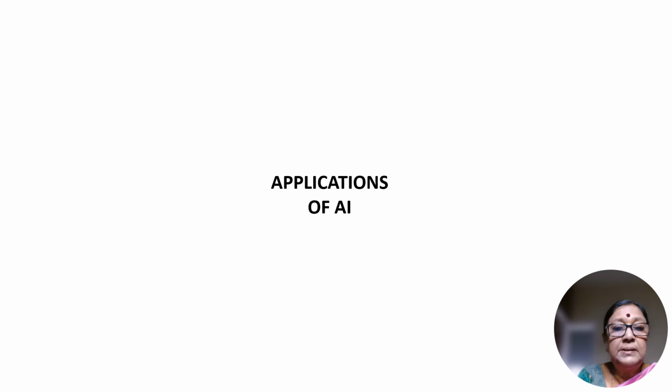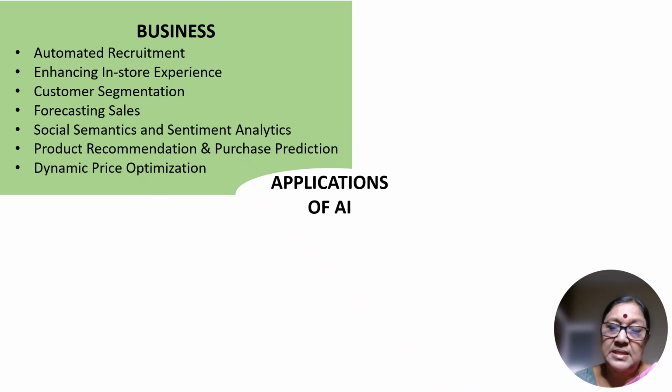Now let us go to some applications of AI. I've just taken 4 domains. There are umpteen domains you can consider. What we are doing here is looking at different tasks that can be done in each domain. So the first domain we are considering is business. Job recruitment can be automated.